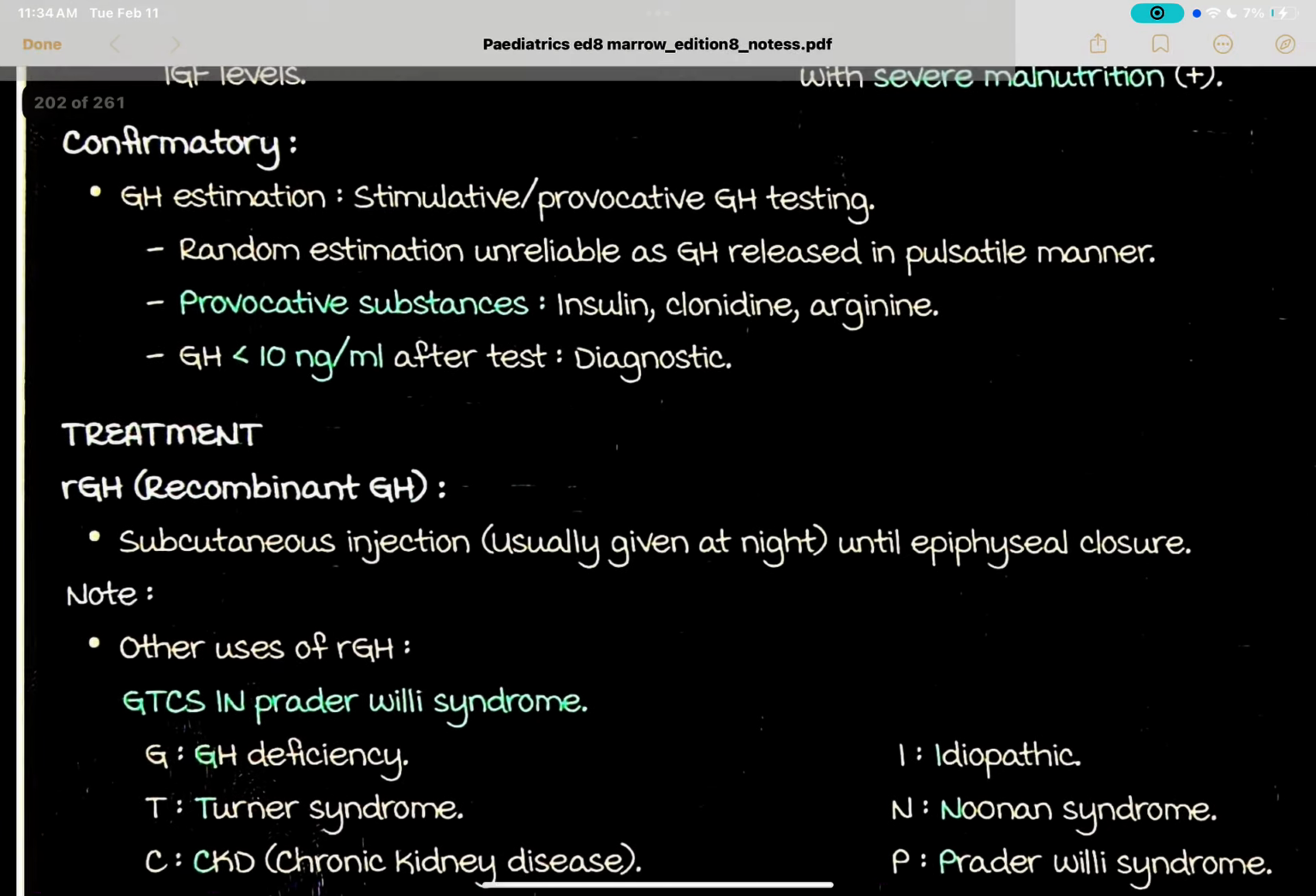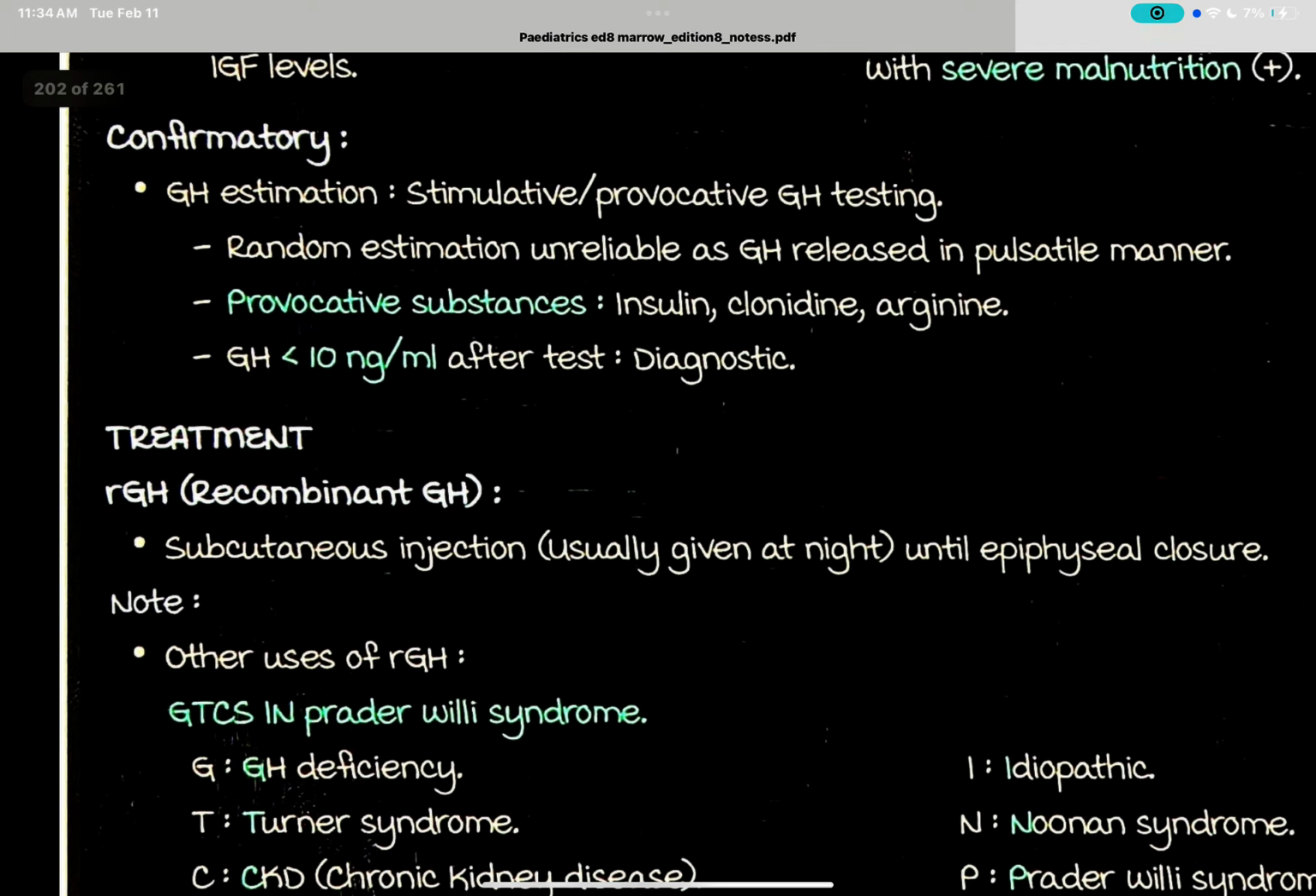Confirmatory: GH estimation, stimulation or provocative GH testing. Random estimation is unreliable as GH is released in a pulsatile manner. Provocative substances: insulin, clonidine, arginine. Growth hormone less than 10 nanogram per ml after the test is diagnostic.